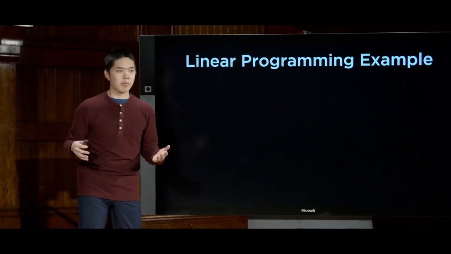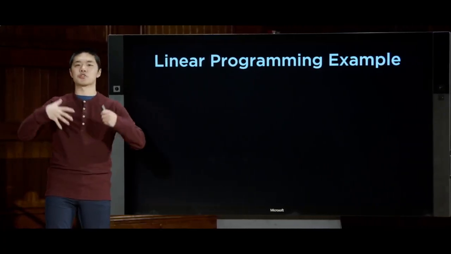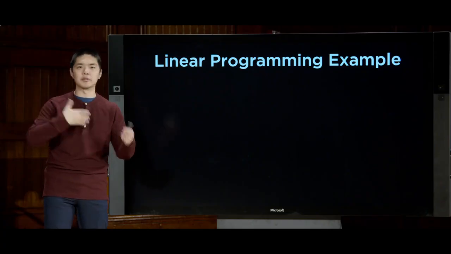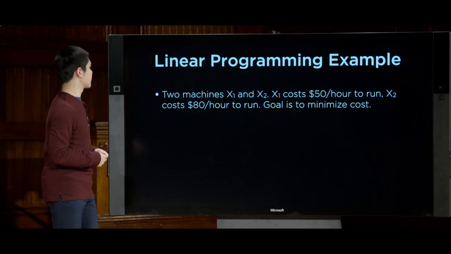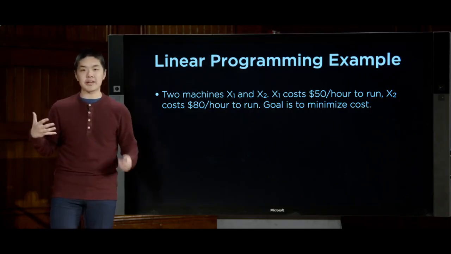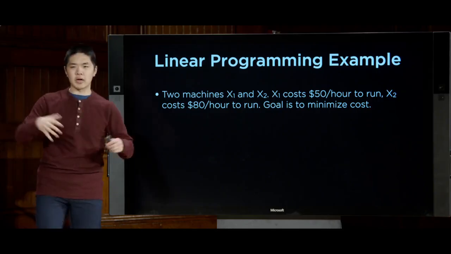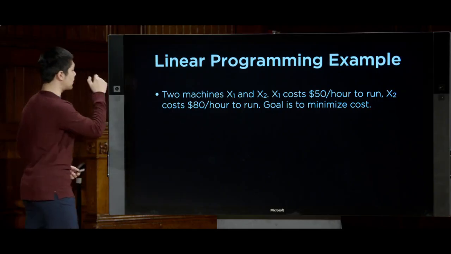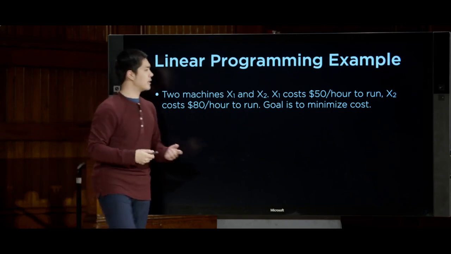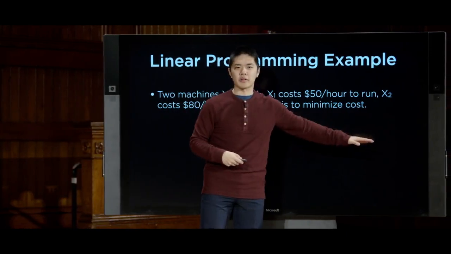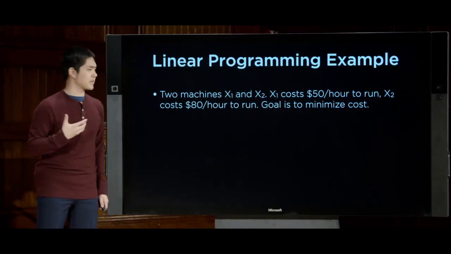Here's an example of a problem that might come up in the world of linear programming. Often this is going to come up when we're trying to optimize for something, and we want to be able to do some calculations, and we have constraints on what we're trying to optimize. And so it might be something like this. In the context of a factory, we have two machines, x1 and x2. x1 costs $50 an hour to run. x2 costs $80 an hour to run. And our goal, what we're trying to do, our objective, is to minimize the total cost. So that's what we'd like to do. But we need to do so subject to certain constraints.